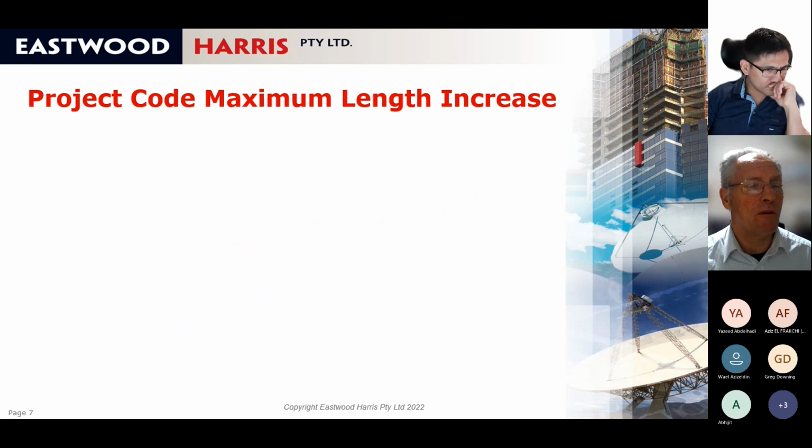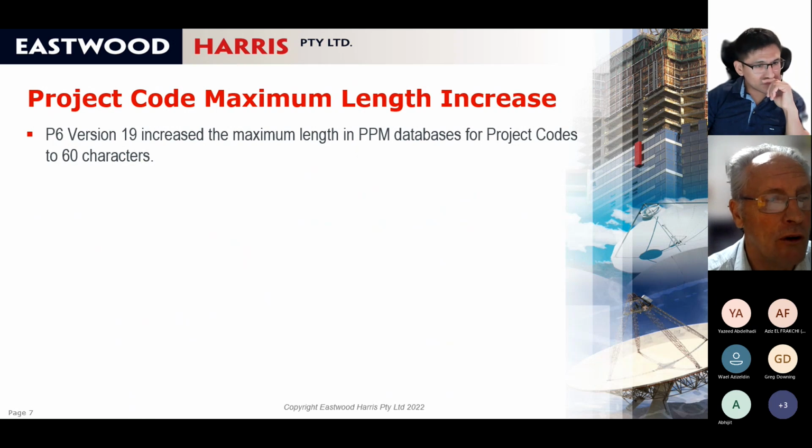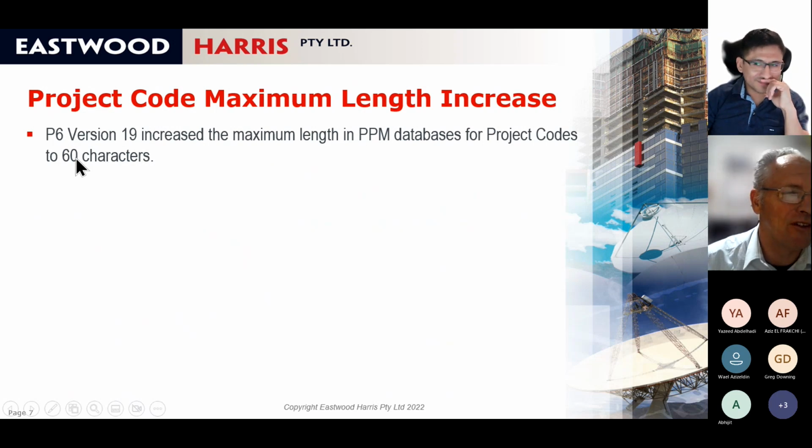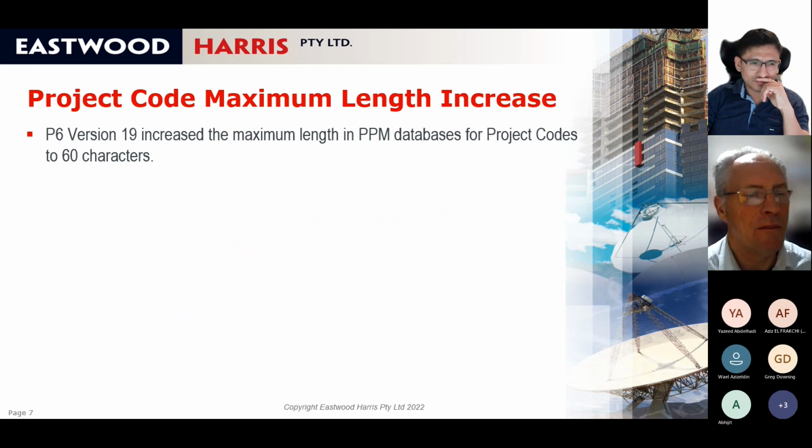Project maximum code length increase. It increased the code length to 60 characters. Originally, P6 had 20. It then went to 40 because SAP in the old days had a project length of 38, and you couldn't import the full project code. I'm not too sure whether SAP has now increased it from 38, but now you can have a project code of 60 characters, and this has obviously been done for ERP systems.